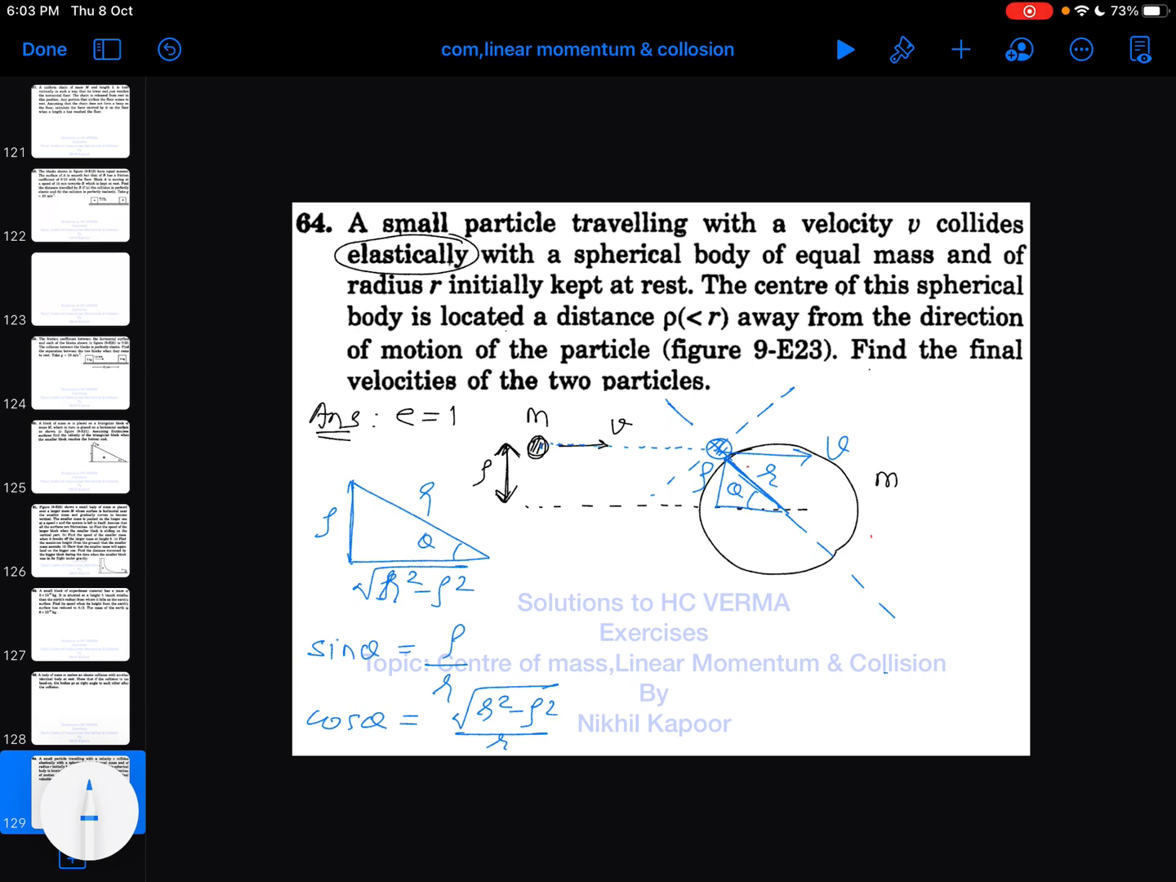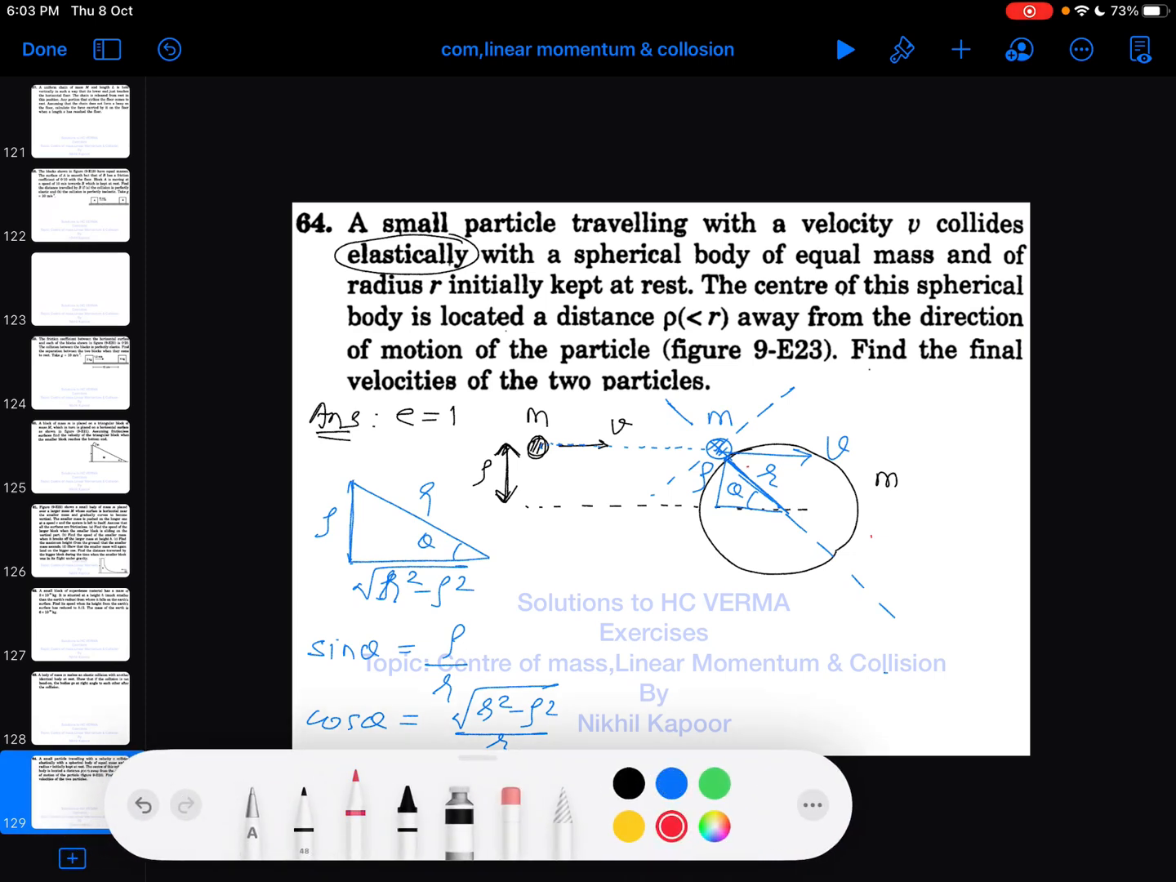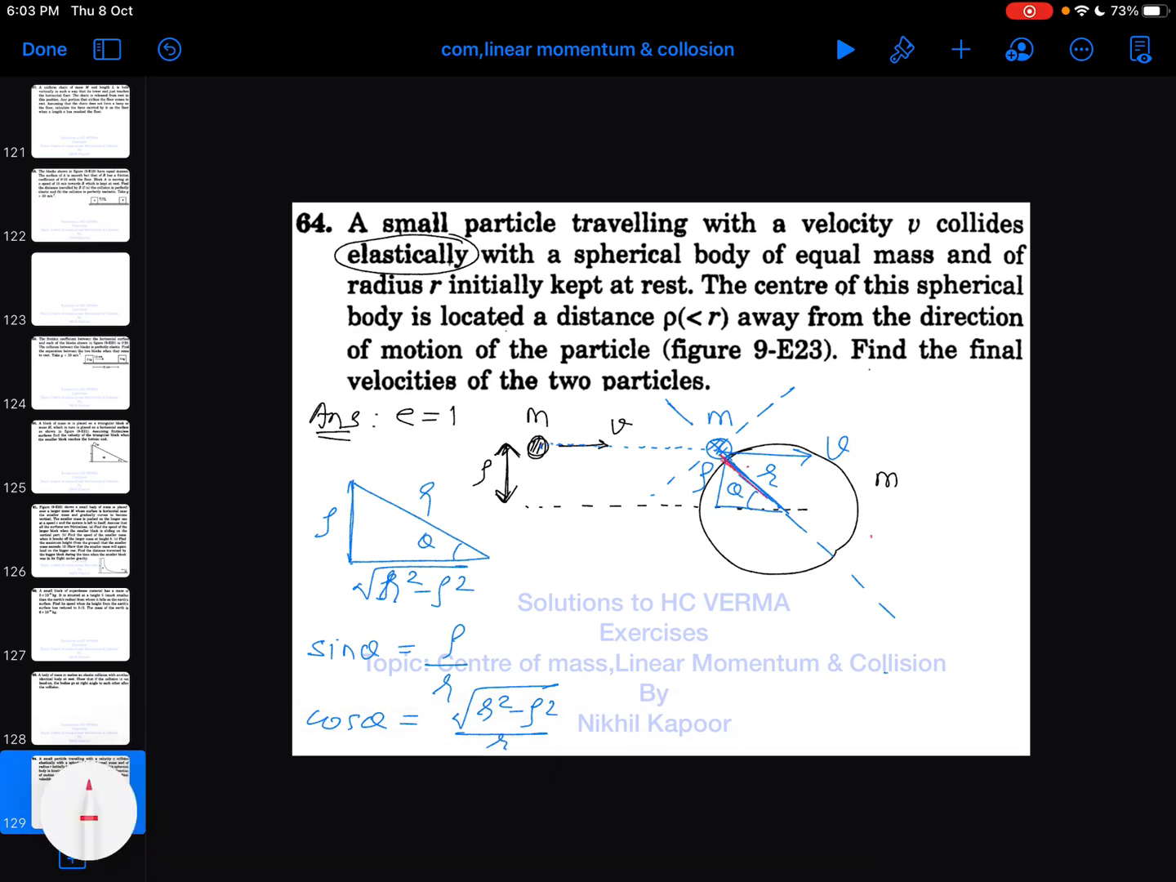As the masses are the same and the collision is elastic, along the line of impact the velocity must get exchanged. So if I resolve this velocity into two parts, if this is theta, this will also be theta. So a component of this velocity is v cos theta and the component of this velocity will be v sin theta.